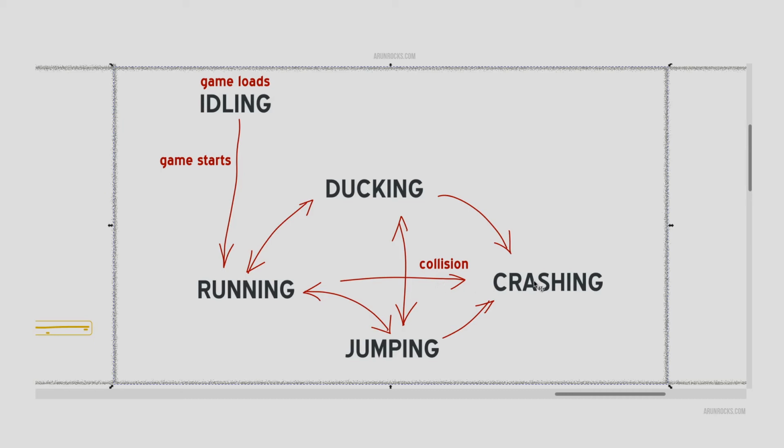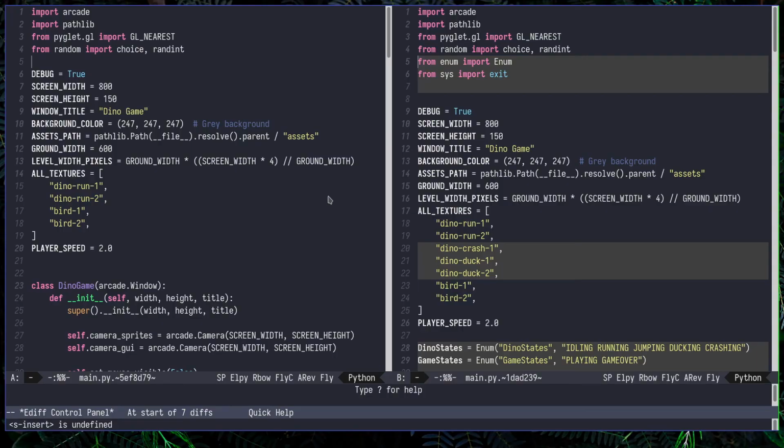That collision will let you transition into crashing. Once you're in crashing, we would set the game state also to end, and this is how we know that the game is over. So this is what we call a state transition diagram. So let's start with a few imports.